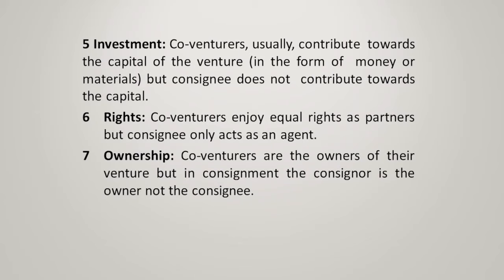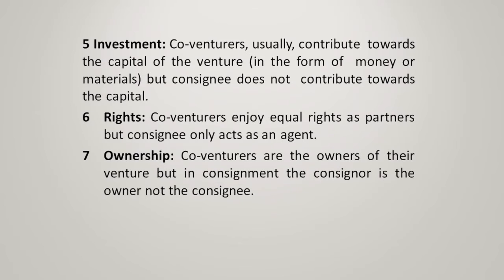But in case of the consignee, he is an agent. He doesn't have any right. What is his job? He will receive the goods from the consignor and sell the goods on behalf of the consignor. For that, he will receive commission. He is an agent. And the people in a joint venture are co-venturers with equal rights as partners, but the consignor is a master and the consignee is an agent. The consignee does not have any right.